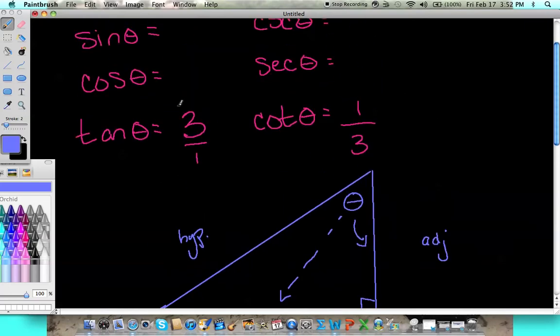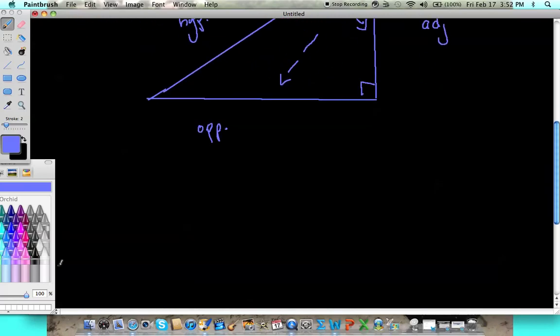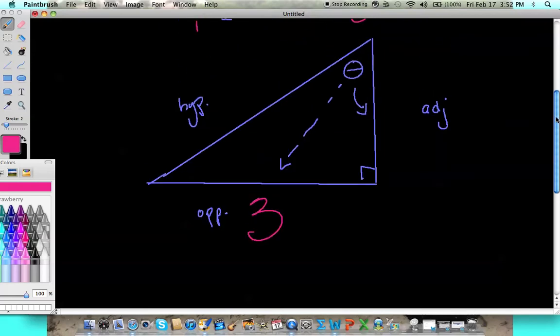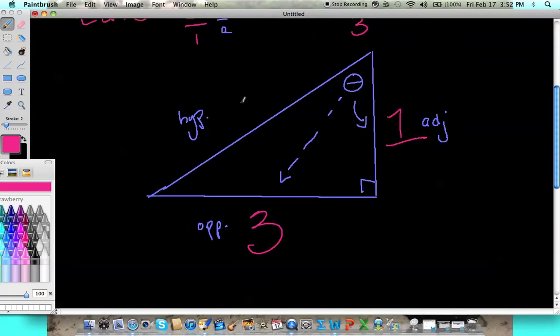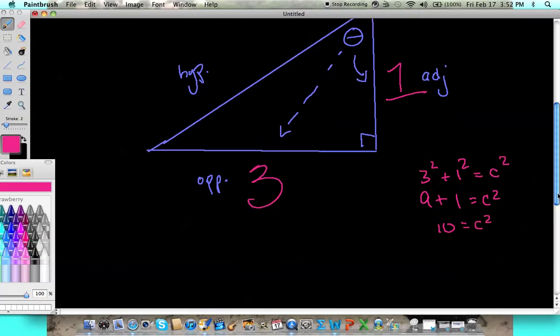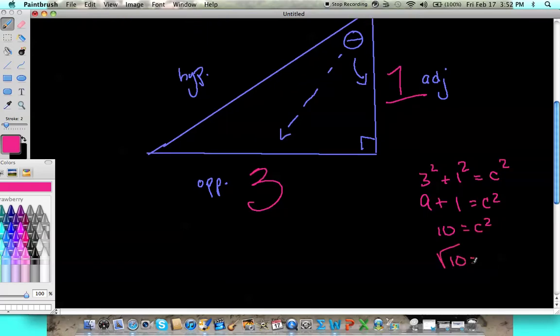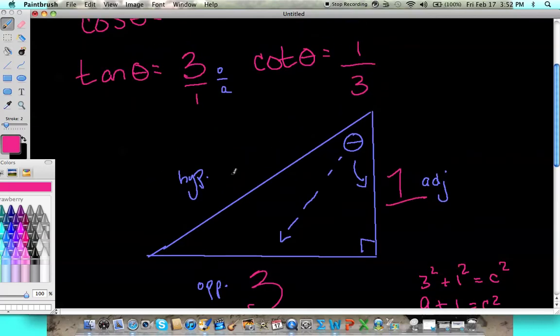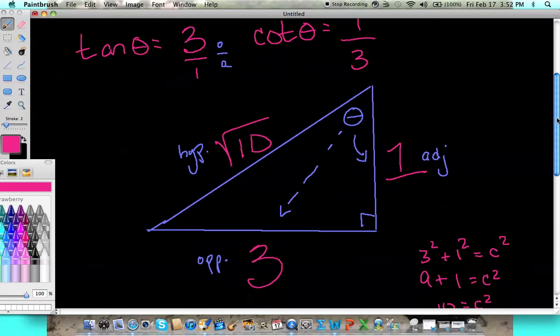Now from up here, I learned that the tangent is 3 over 1. And tangent is always, from SOHCAHTOA, opposite over adjacent. So the opposite side is 3 and the adjacent side has a value of 1. So I need to solve for my hypotenuse. Again, a squared plus b squared equals c squared, so I get 3 squared plus 1 squared equals c squared. I'm using the Pythagorean theorem. 9 plus 1 equals c squared. 10 equals c squared. I take the square root of both sides and I get that the square root of 10 equals c. So my hypotenuse has a value of the square root of 10.